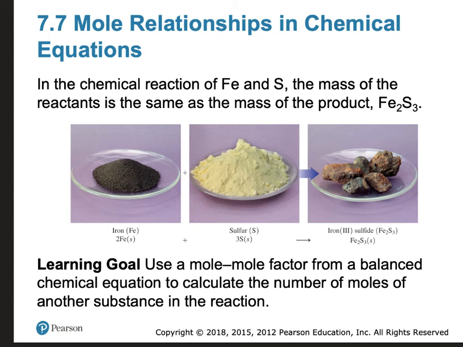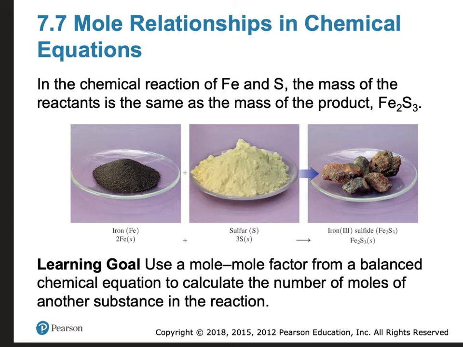So in this video, we're going to look at how the mole relationship comes into play in a chemical reaction. And so what we're going to do is use what's called a mole-mole factor from a balanced chemical equation to calculate the number of moles of another substance in the reaction. And then later, we're going to use this number of moles to calculate masses in a chemical reaction.